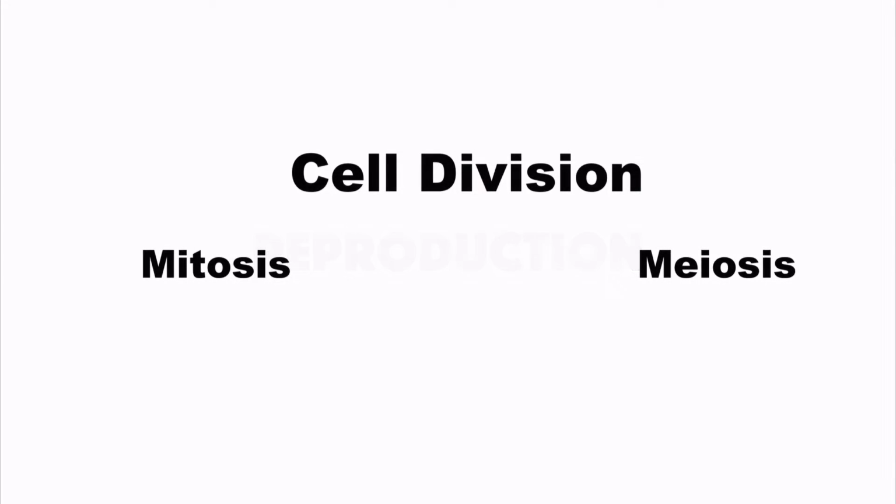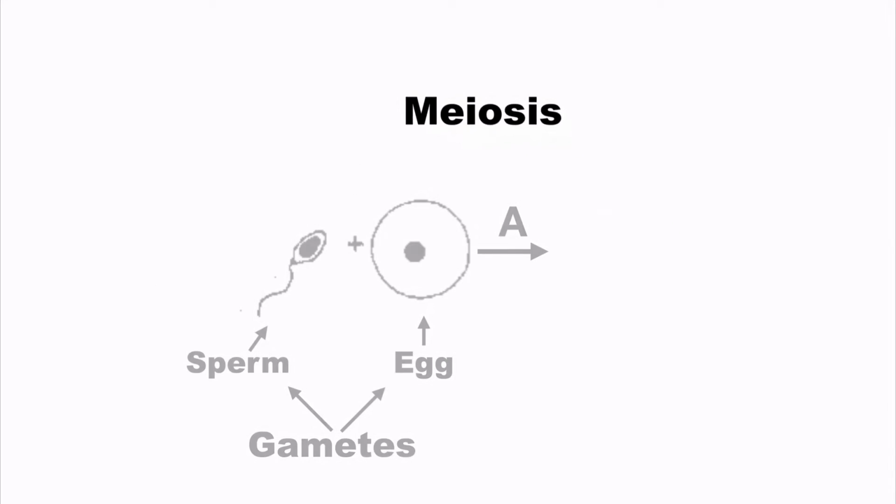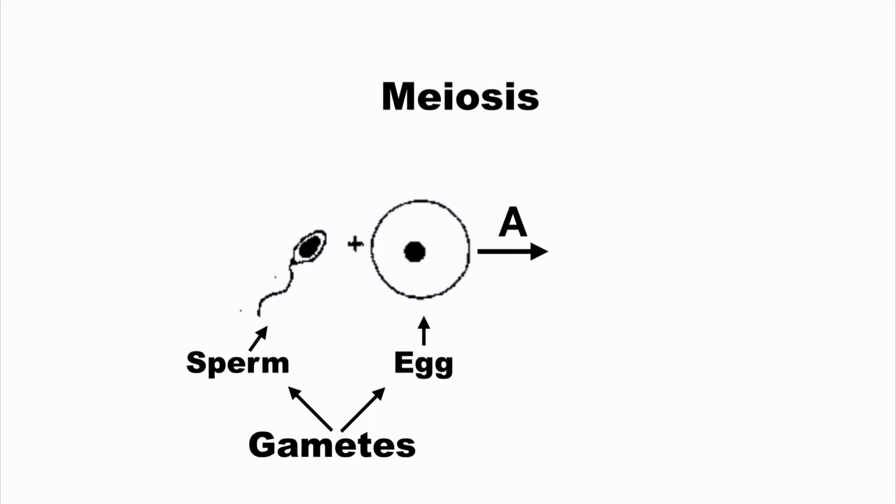This video, as we focus on reproduction, we're looking at cell division. In our last video, we talked about mitosis, so for this one, we'll be looking at meiosis. Meiosis is the process that produces gametes. Gametes are the cells involved in sexual reproduction.